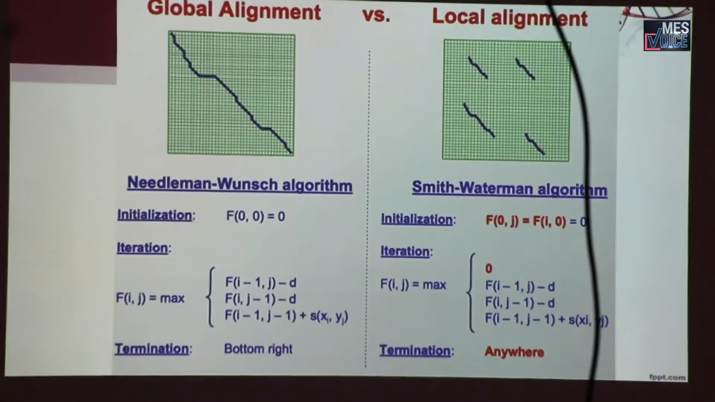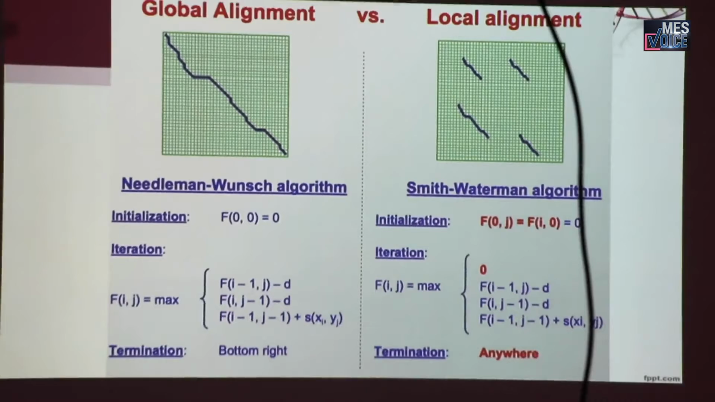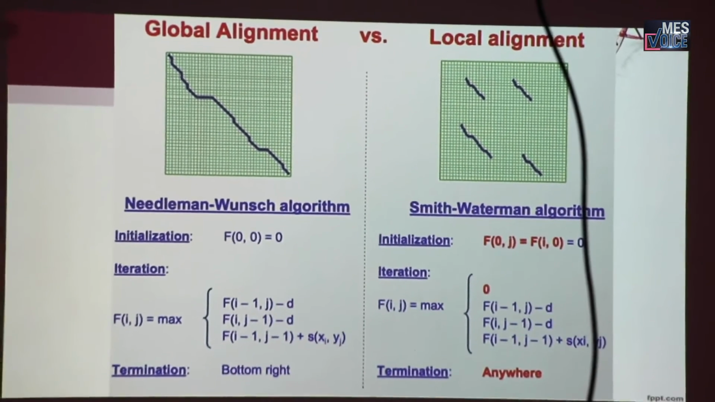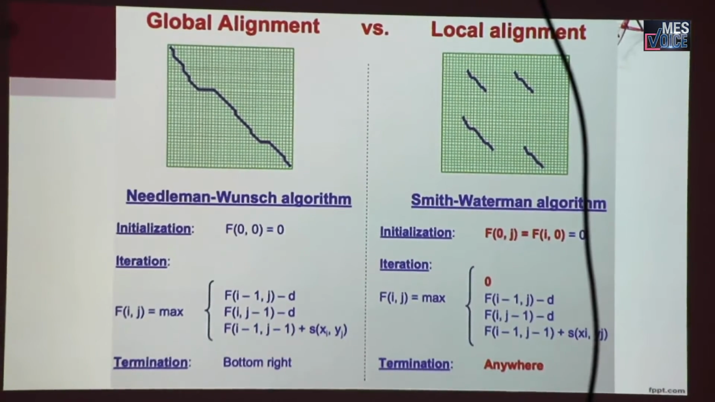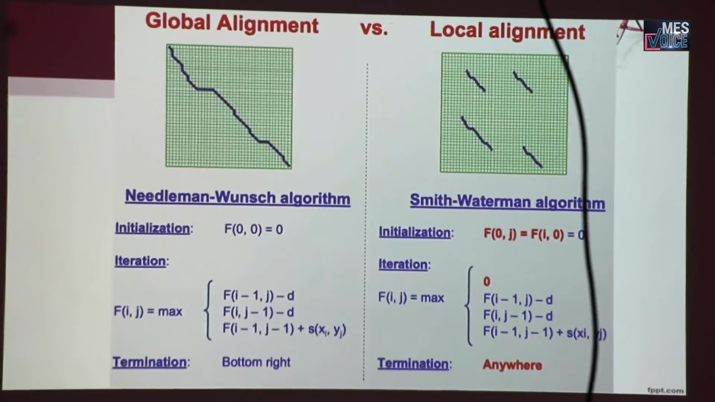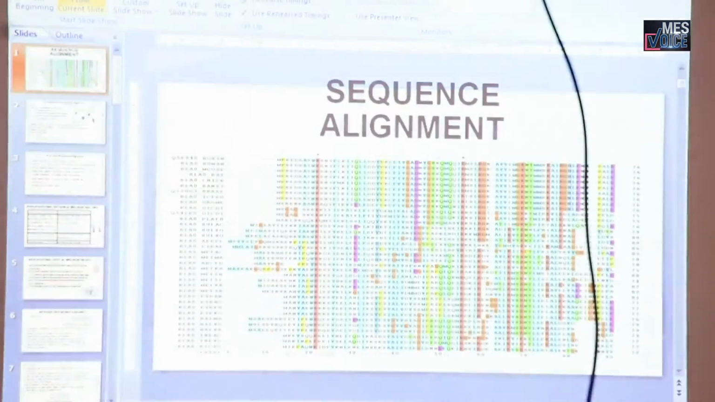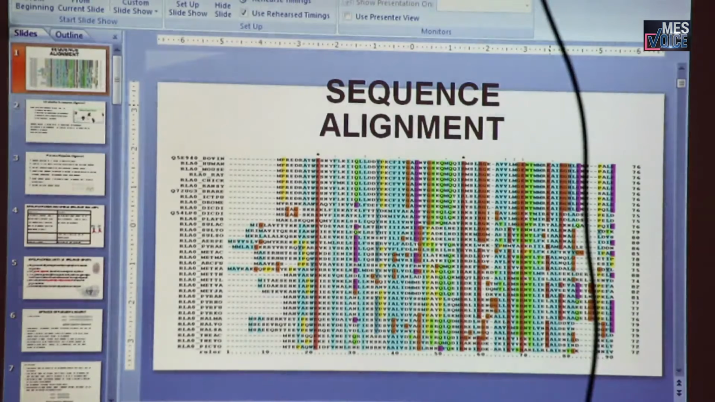The differences between global and local alignment: one is the Needleman-Wunsch algorithm. Both use dynamic programming, but one is global alignment and the other is local alignment. So I think this is what sequence alignment is.